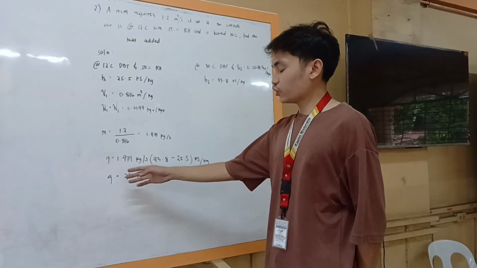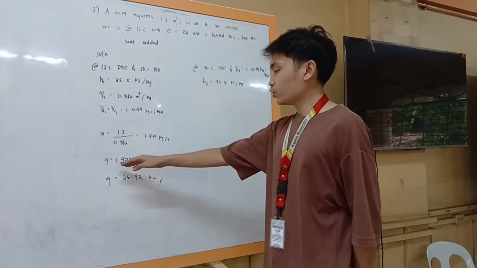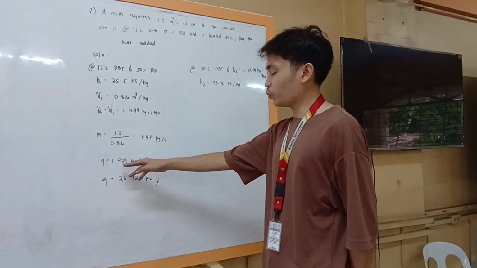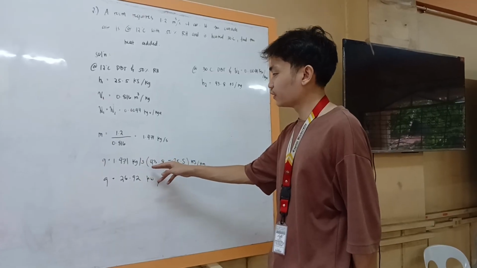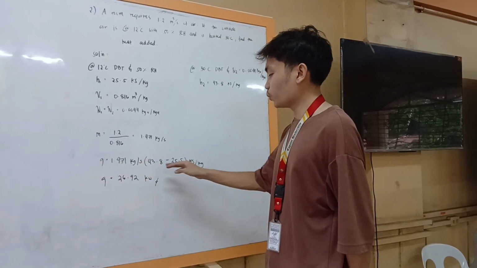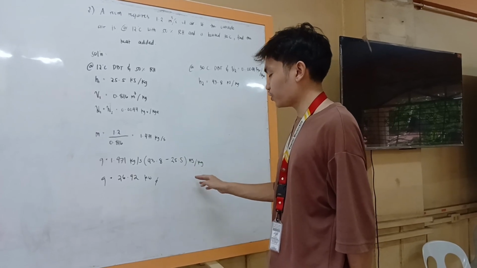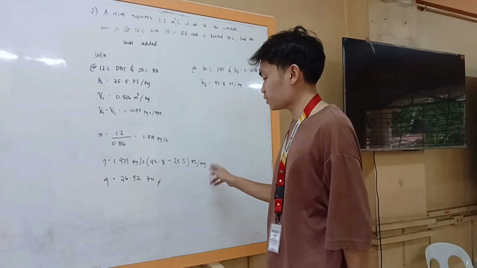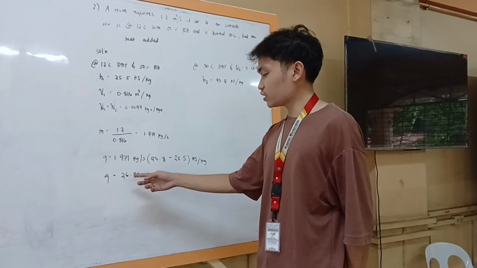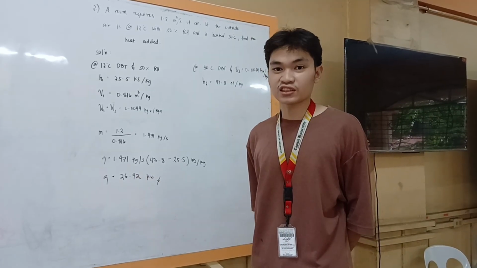Next, to get the heat added, Q, plugging in the mass flow rate of 1.471 kilograms per second, then H2 minus H1, we have our H2, which is 43.8, minus H1, 25.5. Cancel out the kilograms, which will result in 26.92 kilowatts. That is all. Thank you.